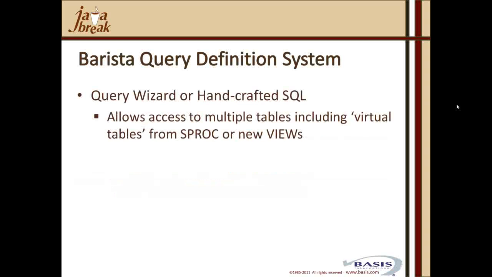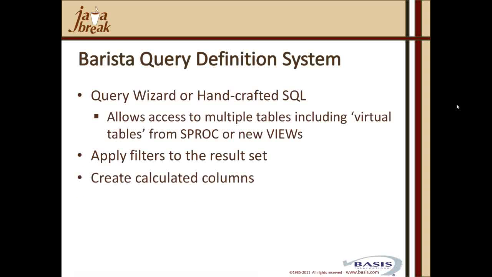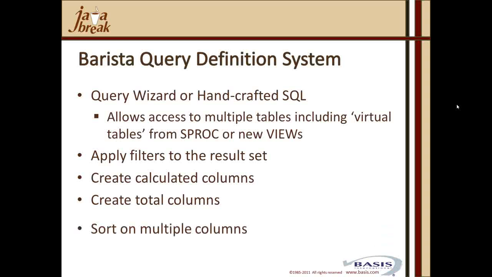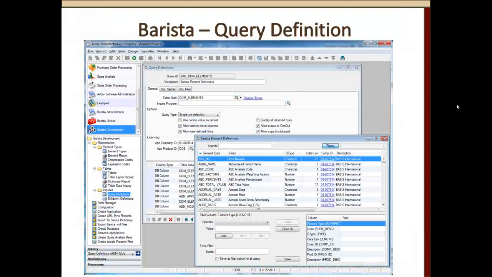There's a query wizard or handcrafted SQL to create your query definition. It allows you access to multiple tables, including virtual tables from either a stored procedure or from the new views. You can apply filters to the result set, and you can create calculated columns that are dependent upon the existing columns in your result set. You can create totals of the existing columns, and you can sort on multiple columns. So for example, sort first on surname or last name and then on first name. So you can sort on multiple columns in the new queries. And you can easily output the query to a report.